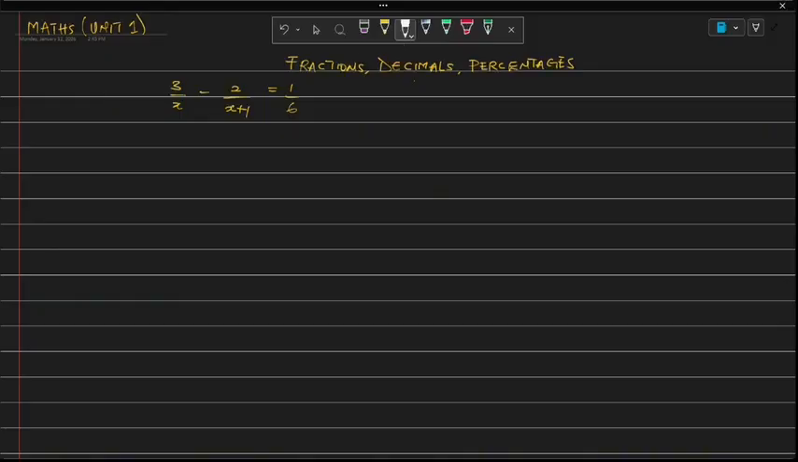Now the first thing you want to do in this situation where we have us finding x, I don't know, we always like finding our x in maths. I don't even like my x like that. But anyway, back to the topic.